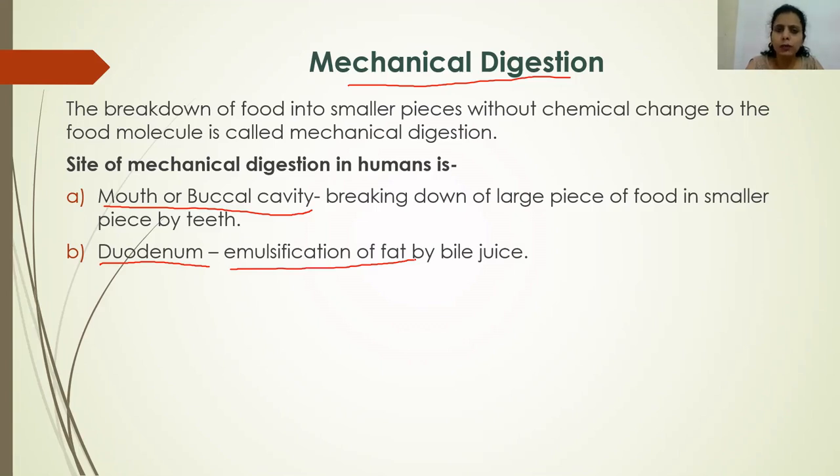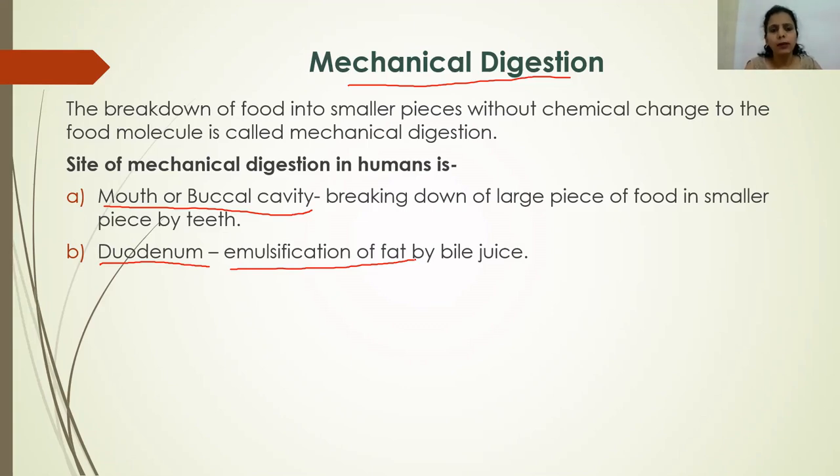Now, the meaning of emulsification of fat is that the large globules of fat are broken down into smaller globules or smaller pieces. So this is the second example of mechanical digestion in the human body. The first one was the physical breakdown of food into smaller pieces inside the mouth with the help of teeth, and the second one is emulsification of fat inside the duodenum with the help of bile juice.